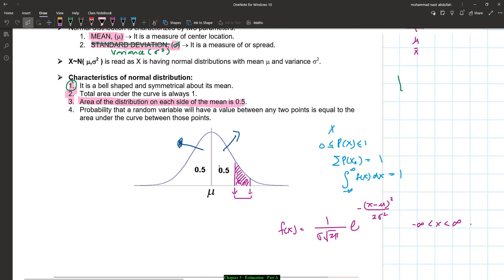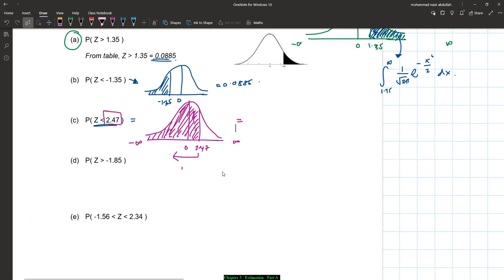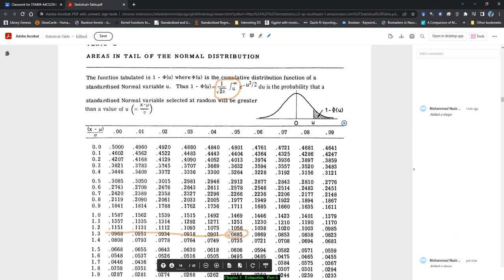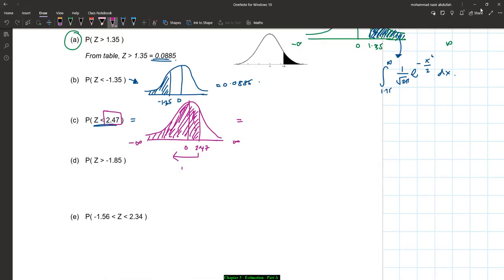right? The total area is equal to 1. So, and the statistical table is given as the value on the right hand side. So, we want to find a value on the left hand side. So, it should be equal to 1 minus probability of, let's say, kalau I buat macam ni, okay juga kan? Let's say, this is 0, 2.47, I mean area on the right hand side. So 1 minus the area on the right hand side, so I will get the area on the left hand side.